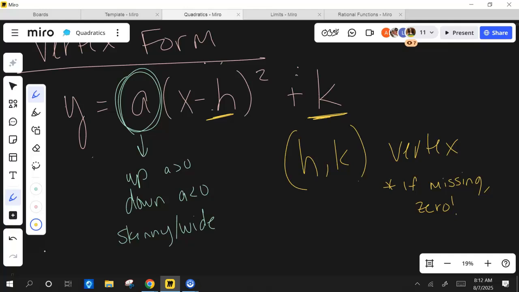What do you think if a is missing? 1. Because it's multiplied, not added, right? So I'm going to put a little note here. If it's missing, then it's 1. The thing you have to remember, this is a minus sign. So whenever you form this equation, whatever sign is on h, you take the opposite. And whatever sign is on k, it's the same. So I'm going to show you exactly what I mean by that.